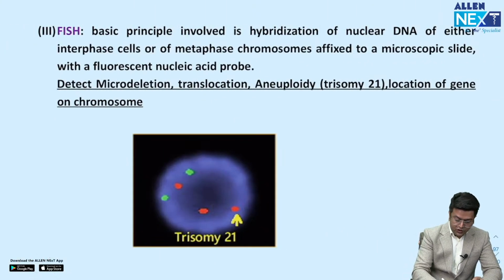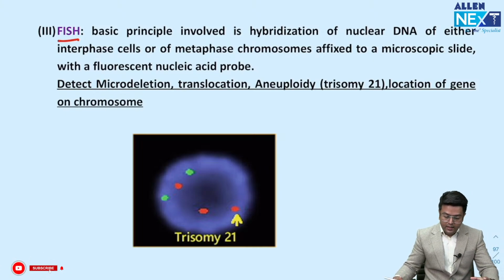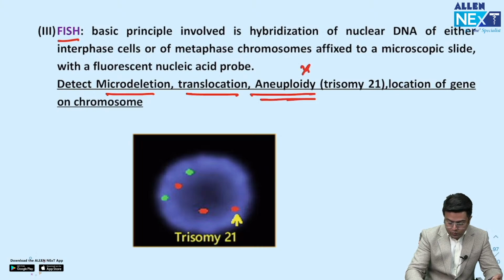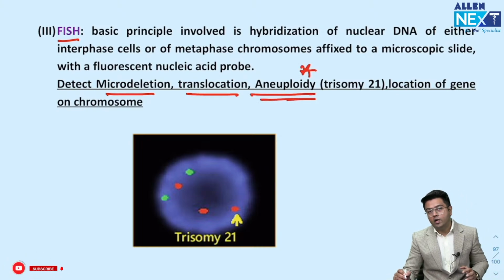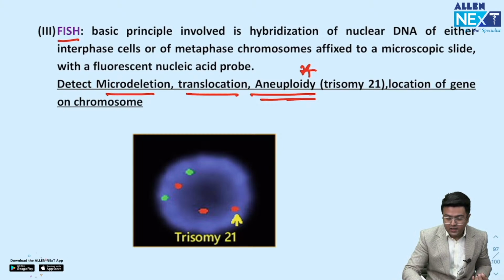Fine. Then guys, FISH you might also read in your pathology, but just to tell you that FISH is fluorescent in situ hybridization, right? And it detects the deletion, translocation, aneuploidy, most importantly, like trisomy 21 or Down syndrome. Fine. Okay, so this will fluorescently label the, let's say, chromosome 21 with a typical color, let's say like red, for example.